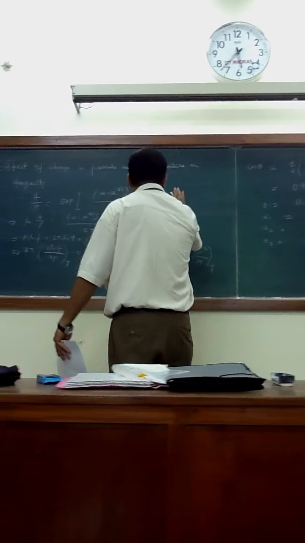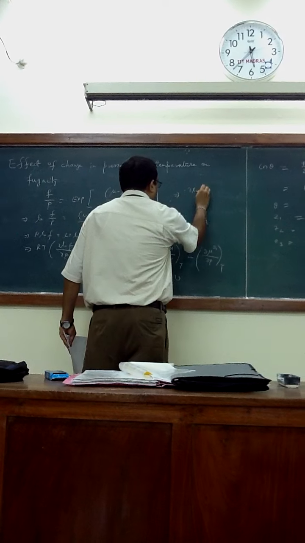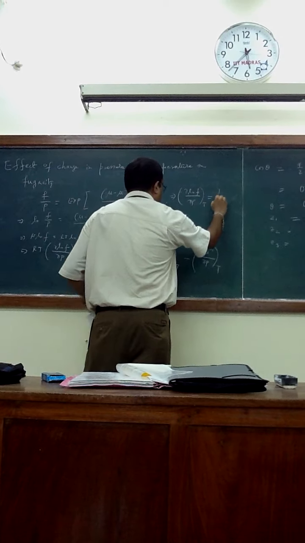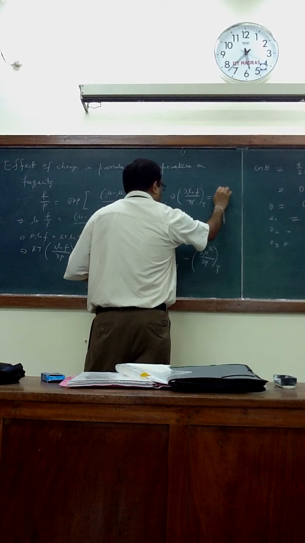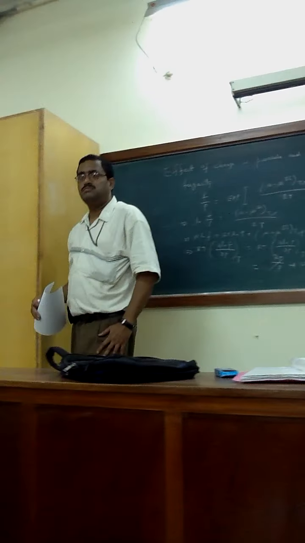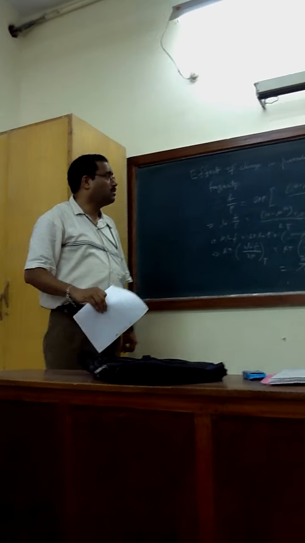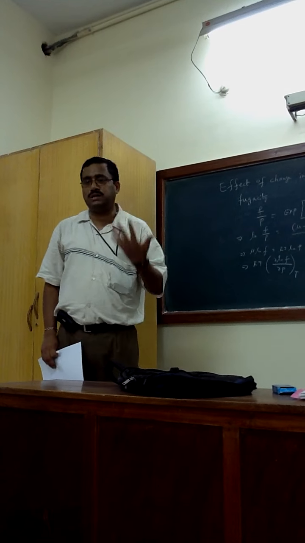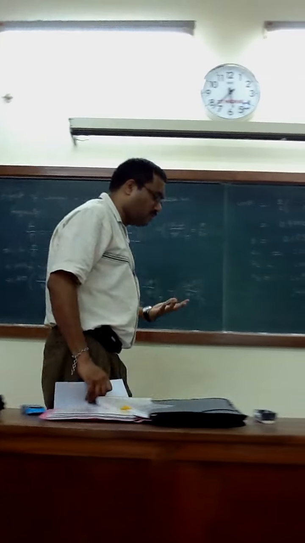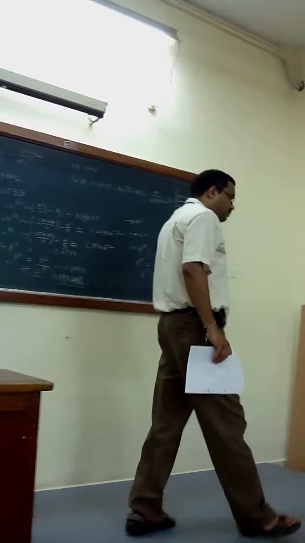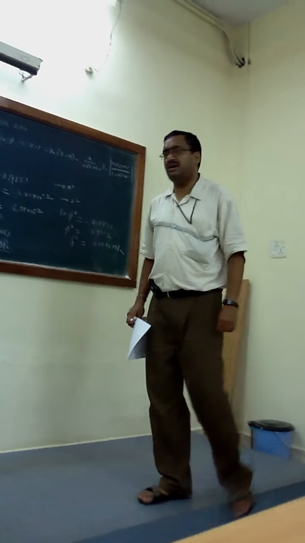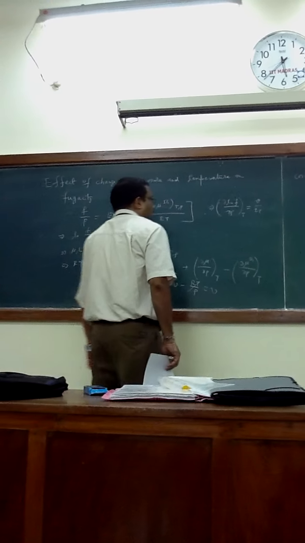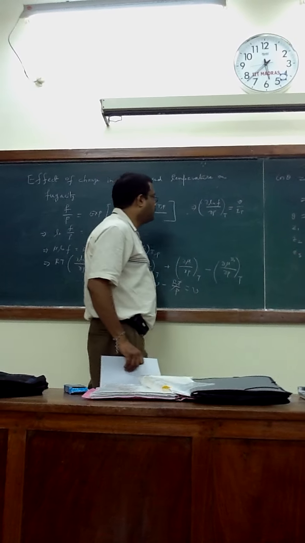So, an interesting result we got. Dou ln F by dou P at constant T is V by RT. So this is the variation of fugacity with pressure. Now you can see that we can not only define fugacity, we can see the variation of fugacity with pressure and temperature.